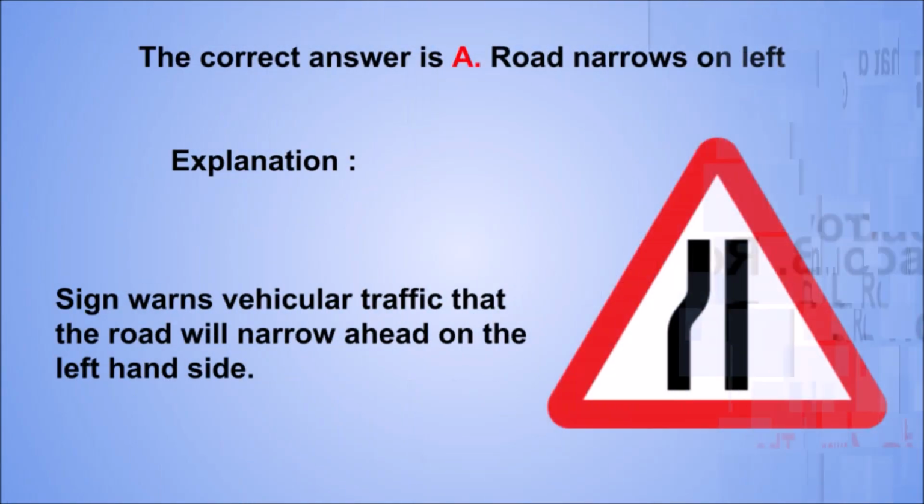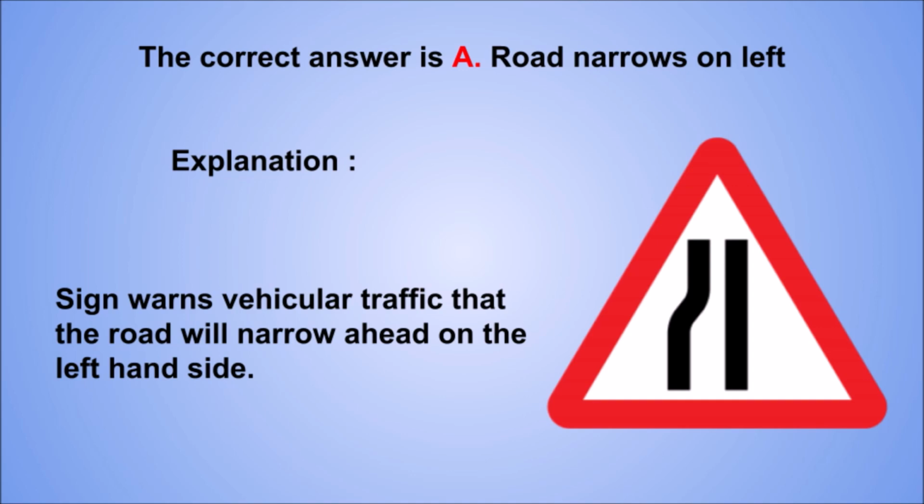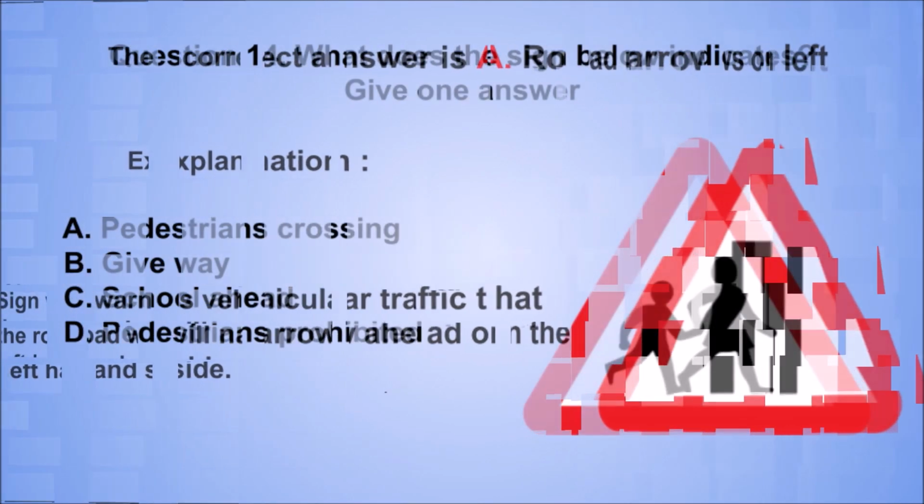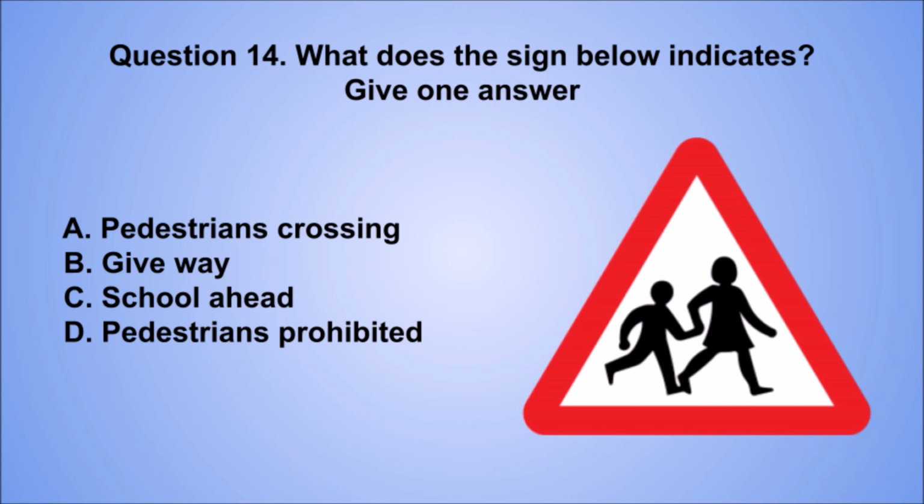Explanation. Sign warns vehicular traffic that the road will narrow ahead on the left-hand side. Question 14. What does the sign below indicate? Give one answer. A. Pedestrians crossing. B. Give way. C. School ahead. D. Pedestrians prohibited. The correct answer is C.